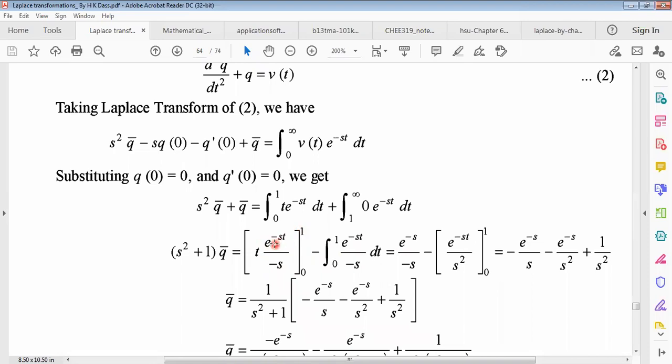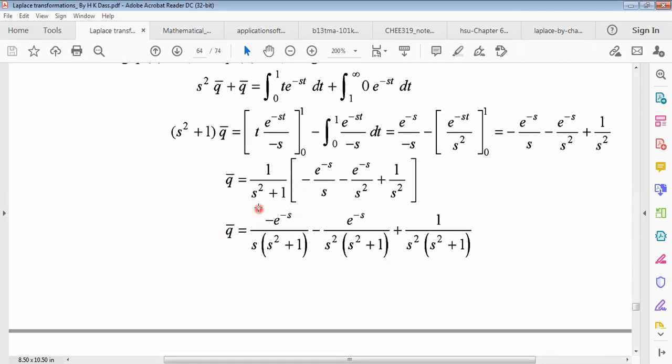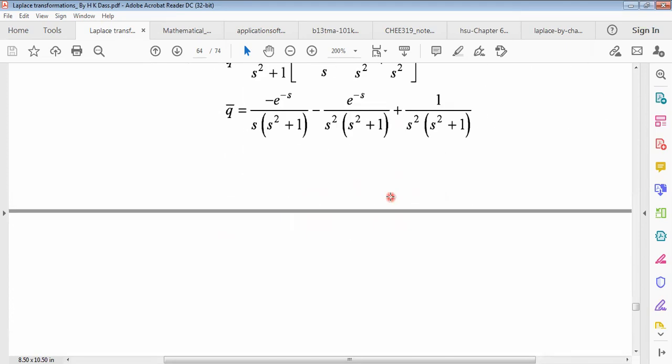So after putting the limit t equals 1 here, we get this, and t equals 0, we get this. Again for this limit, t equals 1, we get e to the power minus s by s², and if t equals 0, then we get only 1 by s². So the Laplace transformation of Q(t) equals this divided by s² plus 1. So 1 by s² plus 1, this whole bracket. Now the Laplace transformation of Q(t) can be written as 1 over s²(s² plus 1) multiplied by this, and this. Just multiplying.